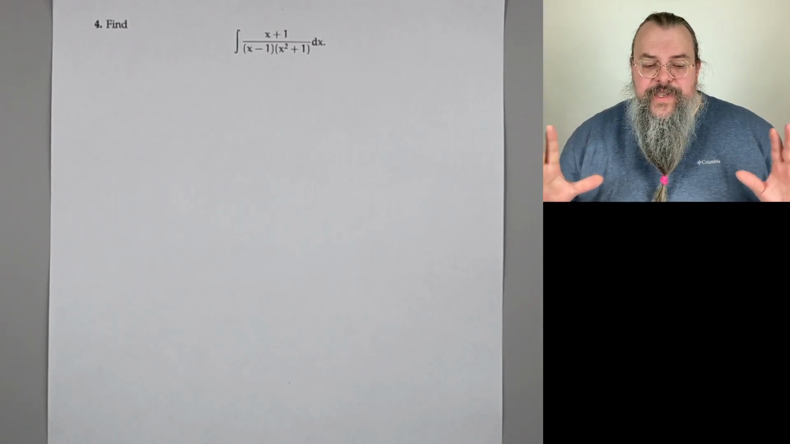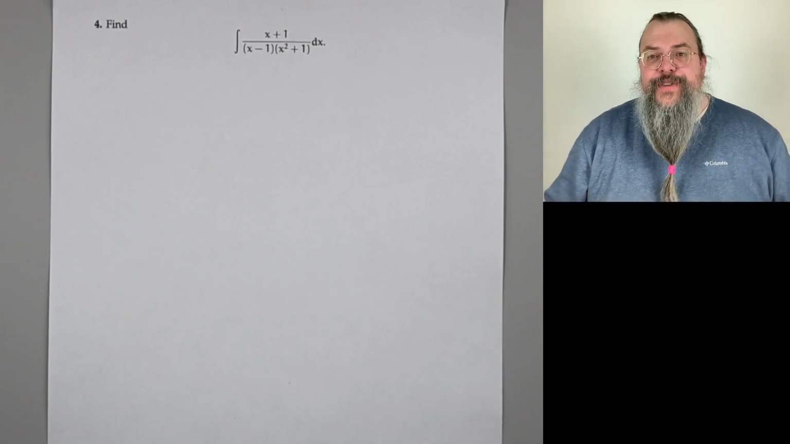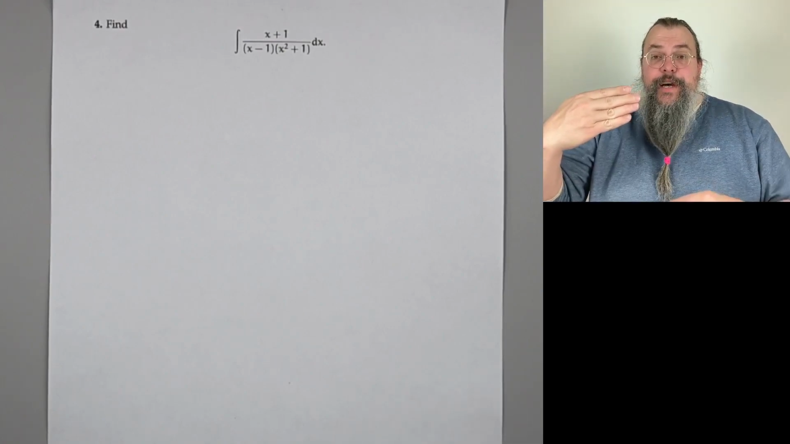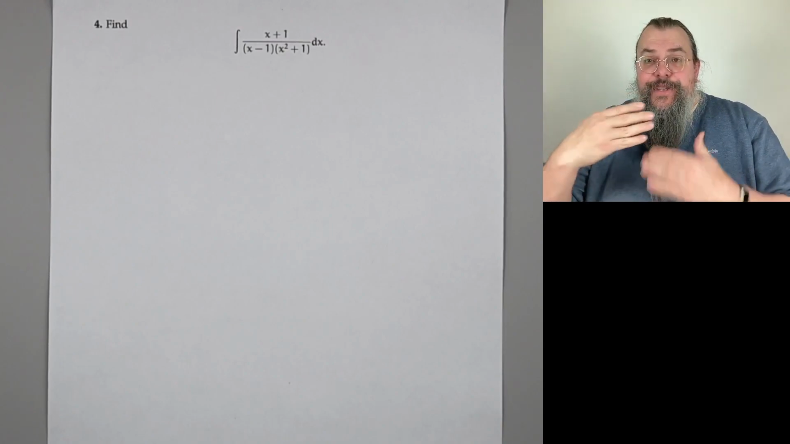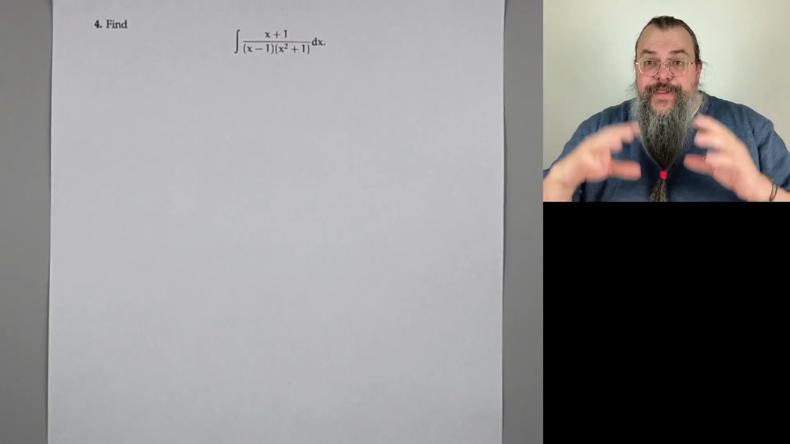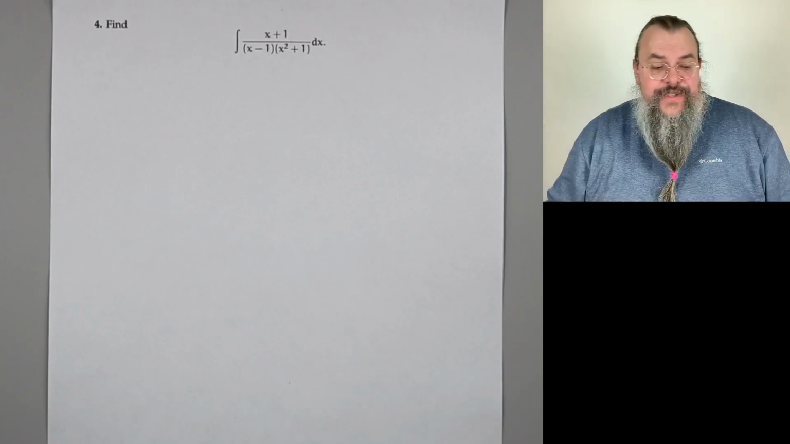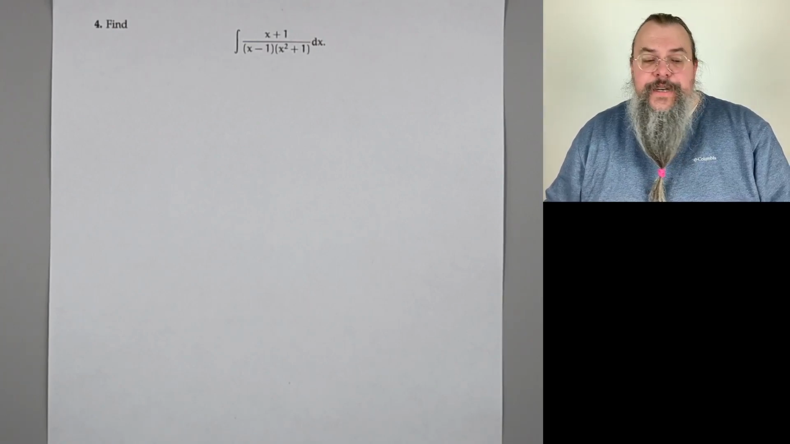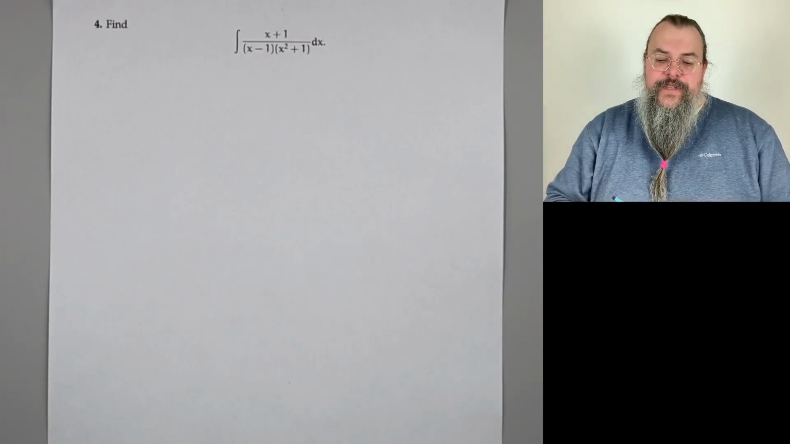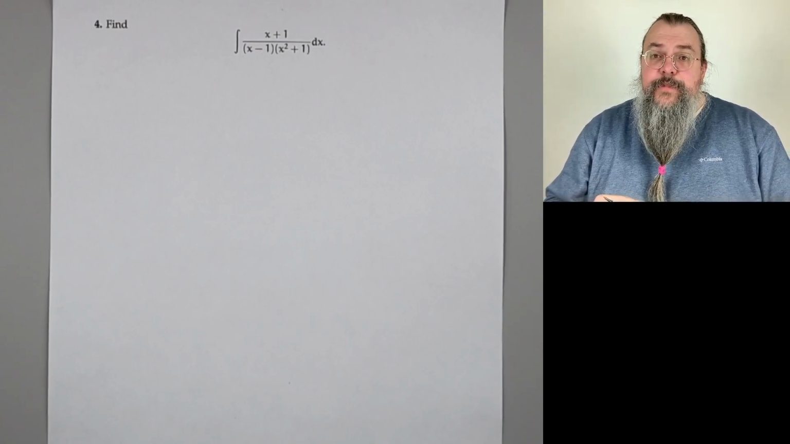Now this one is basically telegraphing exactly what it wants us to do. Have polynomial on top, polynomial on the bottom, rational function. This is definitely partial fractions. And so we're just going to go right for it, partial fractions.